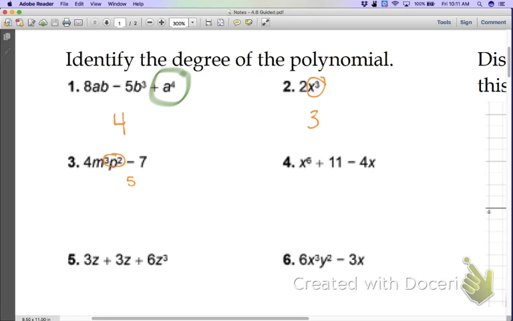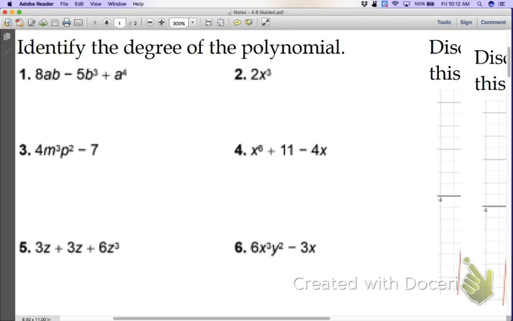What about my degree for 4? 6. Just right there. What about my degree for 5? 3. What about my degree for 6? 5, right? If you have multiple values or multiple exponents, combine those together.